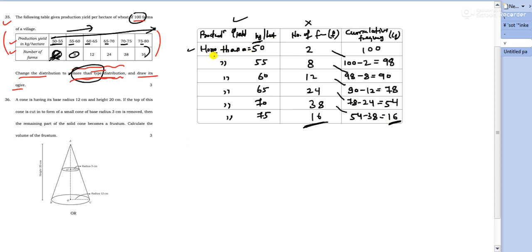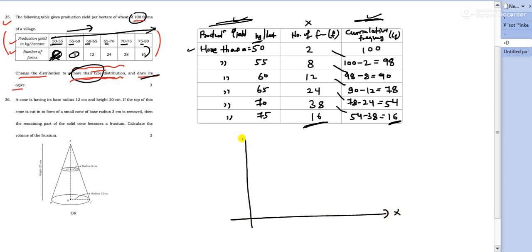Here you will get all the more than or equal to 50. Here more than or equal to 55. You have to write all this, then cumulative frequency. This too you are going to use in drawing the ogive curve. How? See, I'll just do it roughly here.